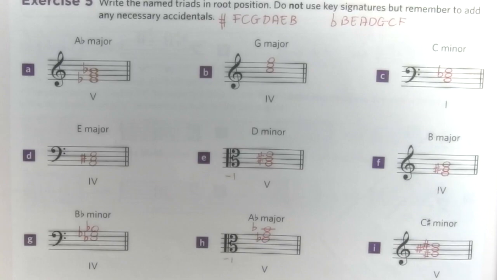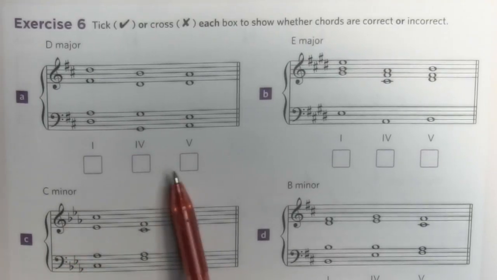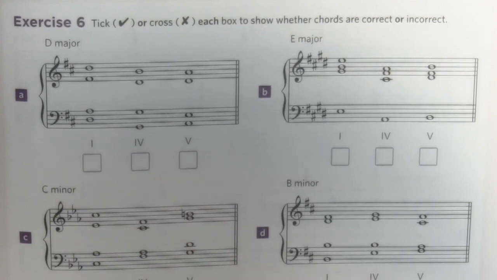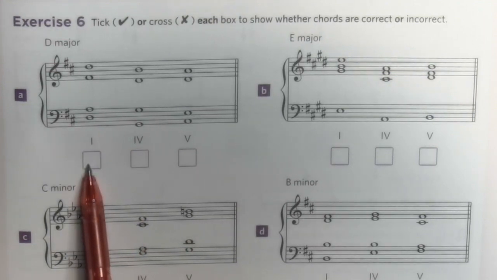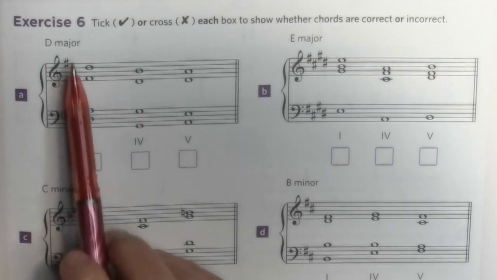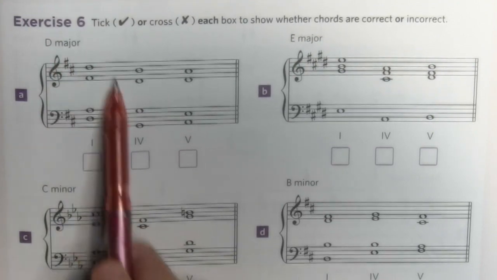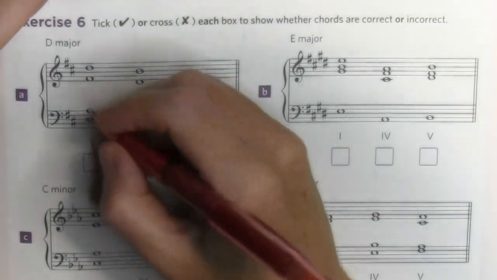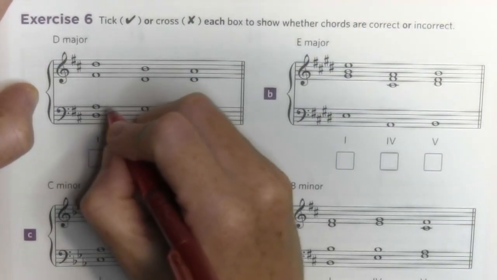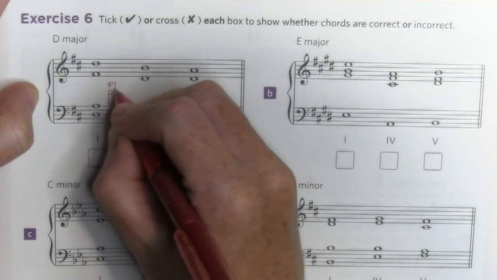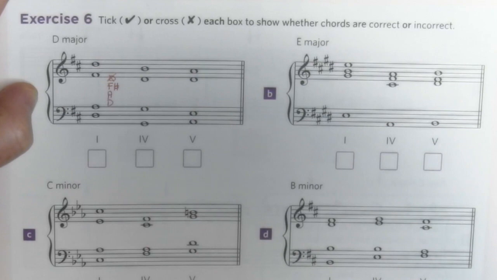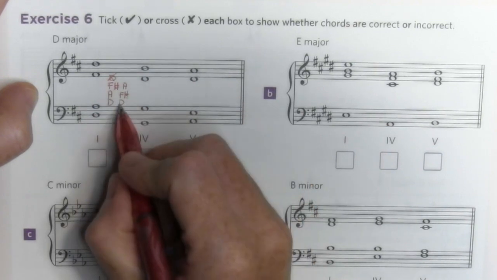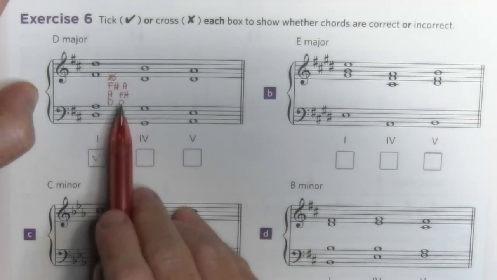Let's move on to exercise 6. Okie dokie, we have to tick or cross to show whether the chords are correct or incorrect. Let's see what's happening here. So is this the 1st degree of D major? D major has re, fa, la. So re, mi, fa, sol, la. We have re, la. So actually I can write it down this way probably. Re is doubled, so in order, they are re, fa, la. So yes, this is correct.